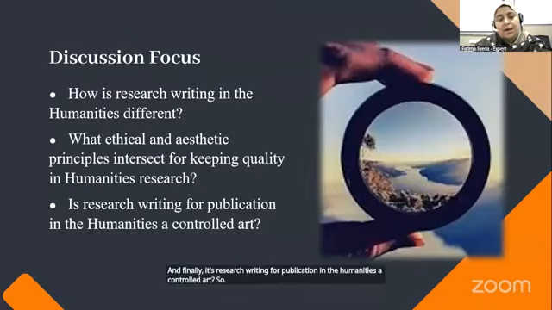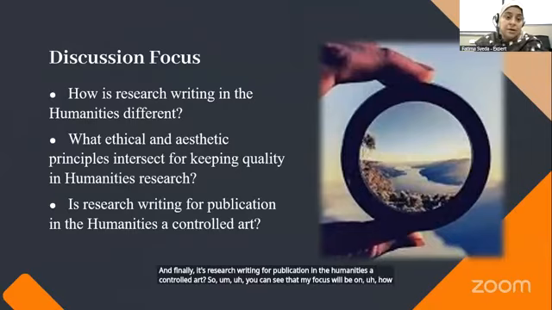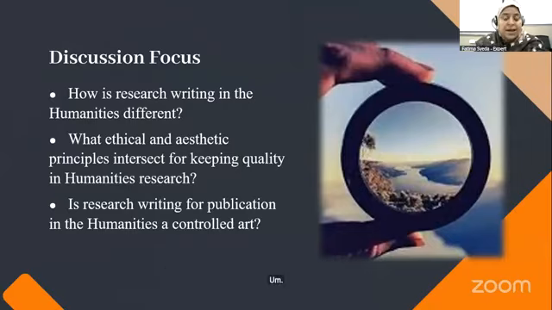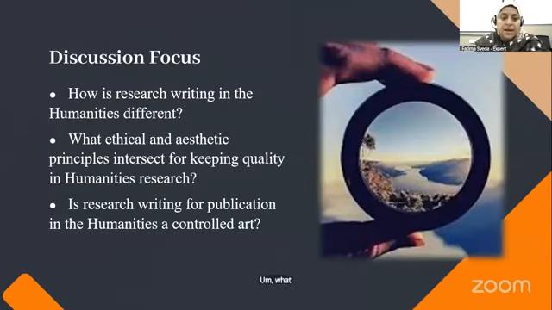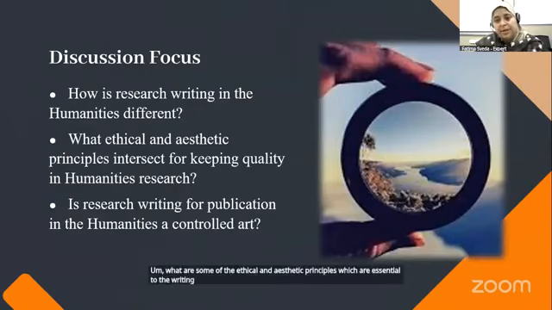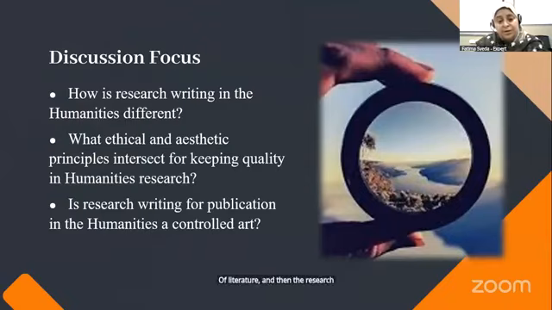So you can see that my focus will be on how, in humanities in general and in literature, my subject in specific, writing is different. Either it's creative writing or research writing, academic writing, how is it different from other forms of writing? What are some of the ethical and aesthetic principles which are essential to writing in literature, be it the creation of literature, the analysis and interpretation of literature, and then the research within the field of literature?